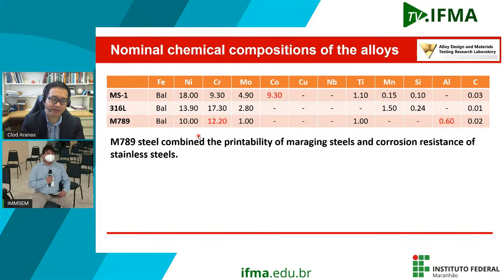So in our design, we combine the strength of maraging steel with the corrosion resistance of 316L by changing the chemical composition of chromium as well as adding more aluminum.